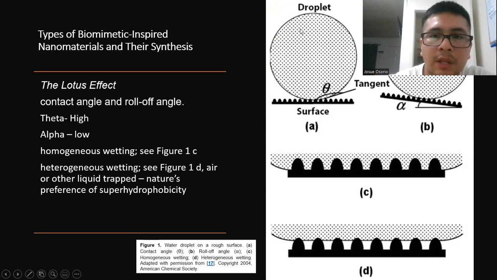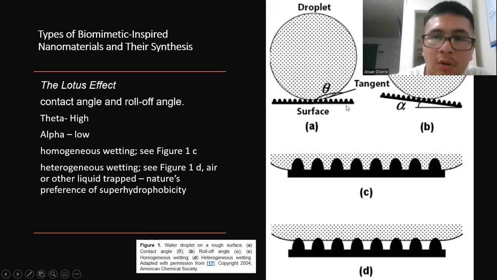And as you can see right here, the droplet is nicely formed. This angle, this surface right here, is 180, right? So we start the measurement from here. From here to here, you see the space is very small. So that means from here to here it would be, let's say, 150, and this would be like 30. So we really want theta, this angle, to be really high. That means that we have a very nice droplet.